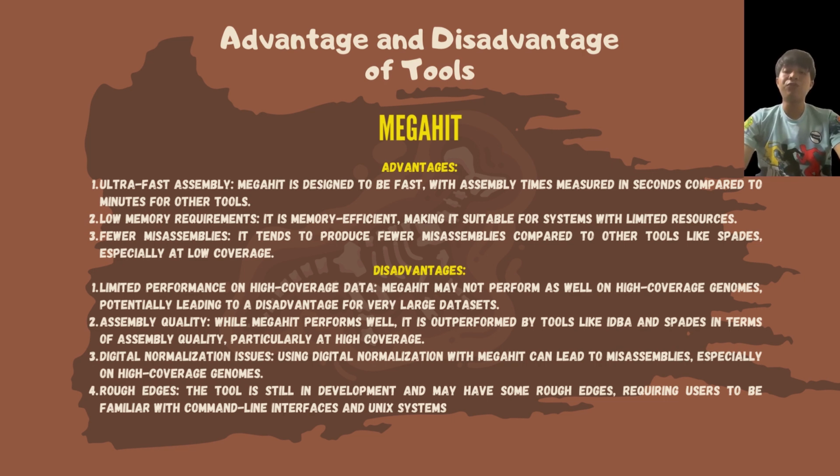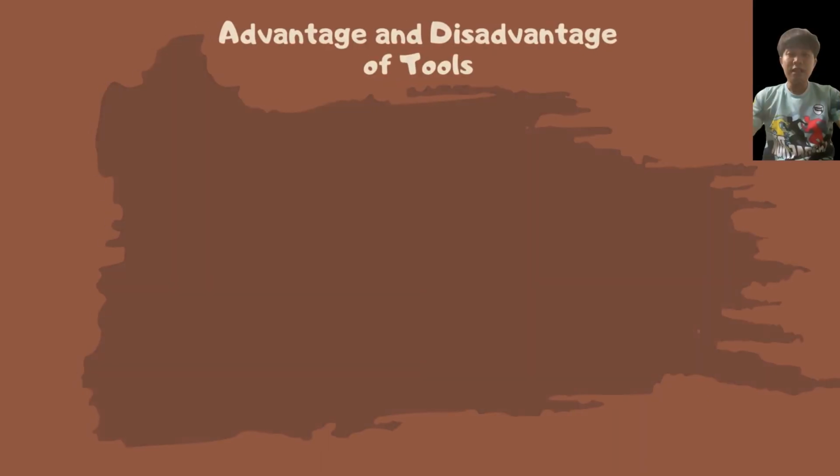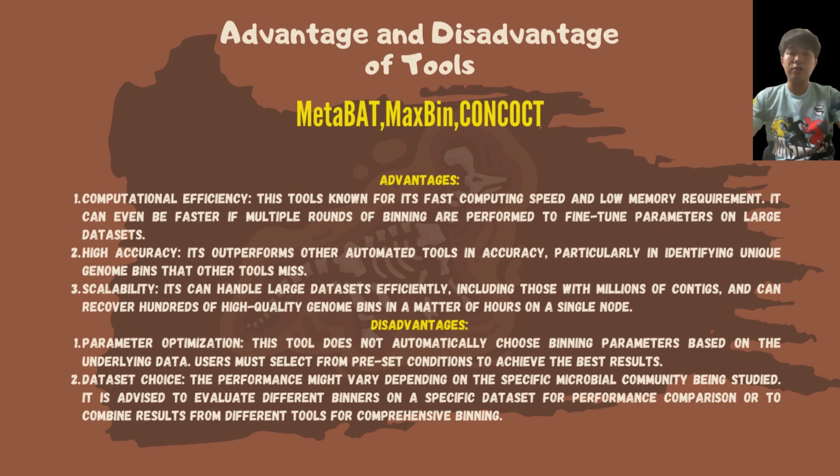Third is the digital normalization issue. Using digital normalization with MegaHit can lead to misassemblies, especially on high coverage genomes. And lastly, rough edges. The tool is still in development and may have some rough edges, requiring users to be familiar with the command line interface and UNIX system.